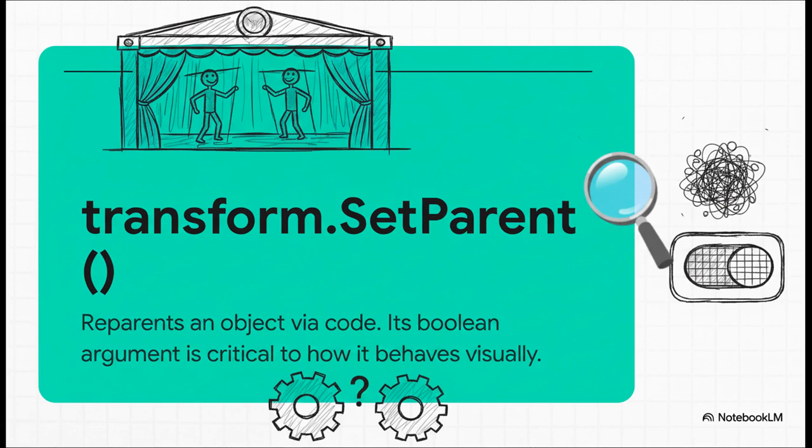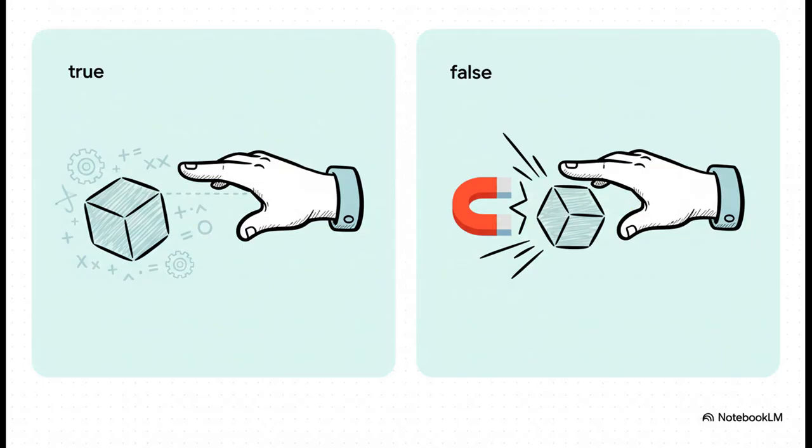But, and listen up, because I practically guarantee this is on the exam, the real magic, the part you have to understand, is that second argument. It's just a simple true or false, but it completely changes what happens. So here's the deal with that critical Boolean, worldPositionStays. If you set it to true, and that's the default by the way, the object doesn't move. Visually, it stays exactly where it is in the world, and Unity does a bunch of math behind the scenes to make that happen. But if you set it to false, it's like a magnet. The object just throws away its world position and snaps right to its new parent.